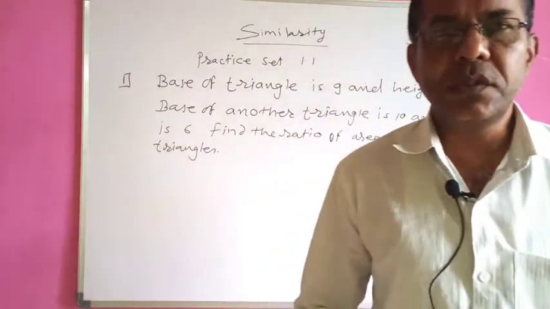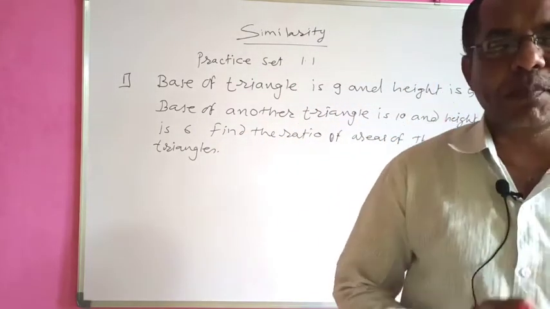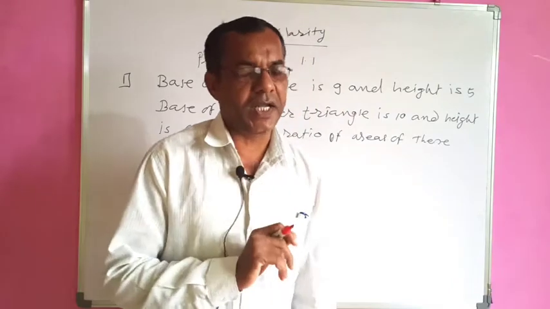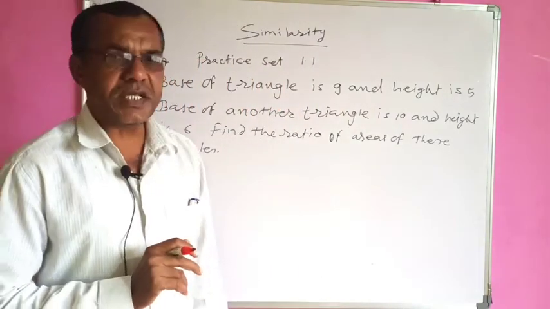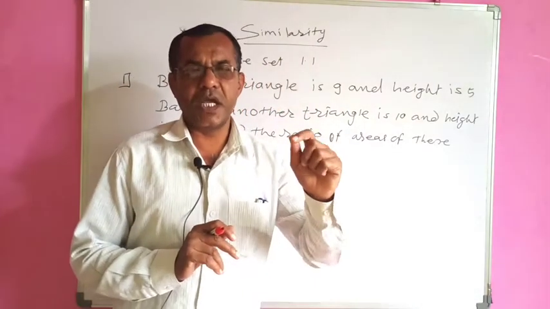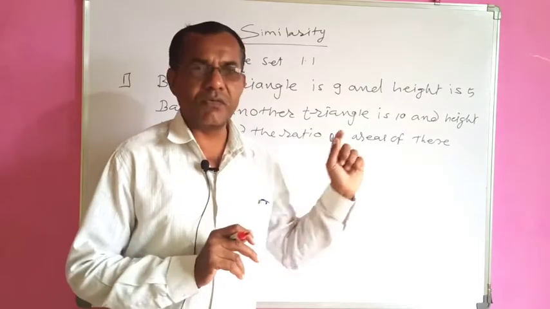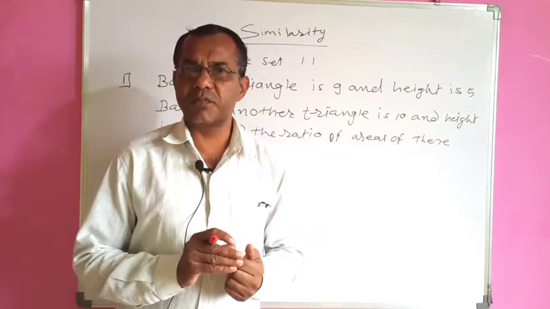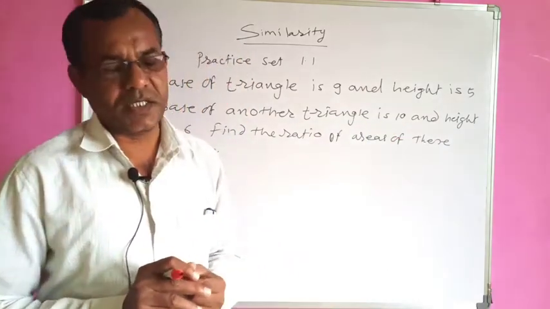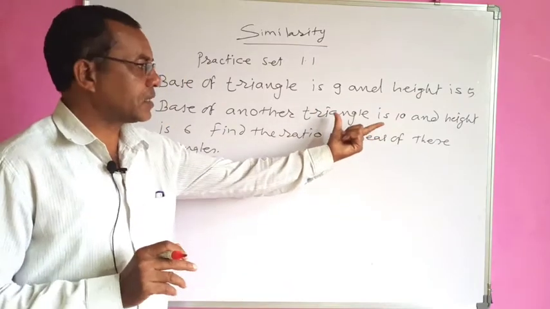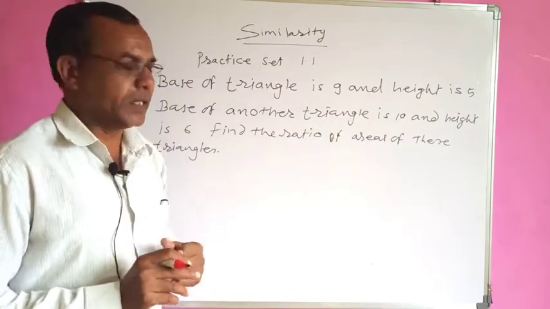Okay, now we have seen the four properties of the areas of two triangles. The first property is that the ratio of the areas of two triangles is equal to the ratio of the product of their corresponding base and corresponding height. We will use this property.